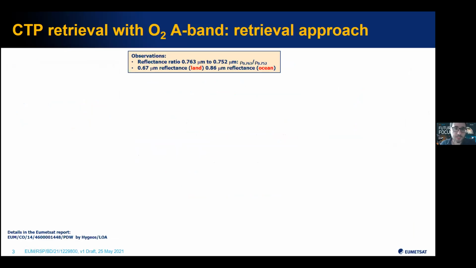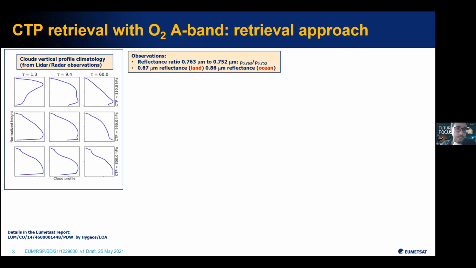We are looking again, as we saw multiple times in the previous presentations, at an optimal estimation algorithm, so a variational algorithm. In this case, we're starting from observations, and again, we look at observations in these two channels around 0.7 microns, one in the absorption band and one in the window. And then we also use two other channels in the visible, two reflectance channels, one around 0.7 microns and one around 0.8 microns over land and over ocean. That gives us information on the photons that are scattered back from the surface.